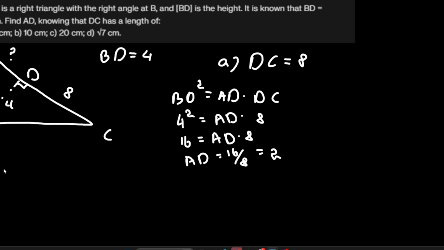Alright? So now let's solve for case B. Now the DC is 10. Same thing. So BD squared, because BD is the height. BD squared equals AD times DC.